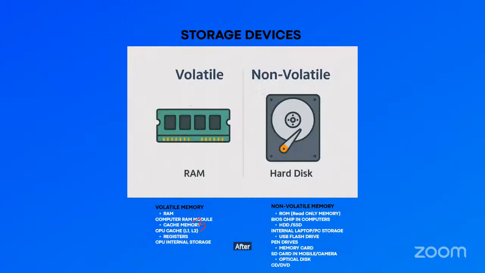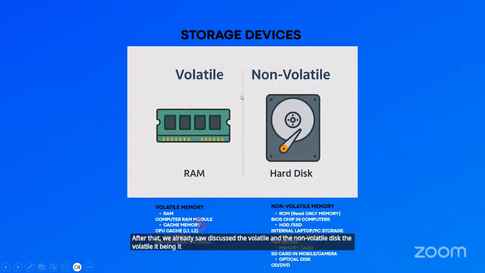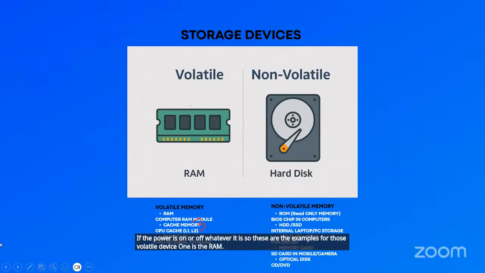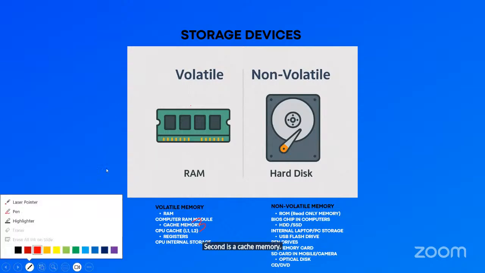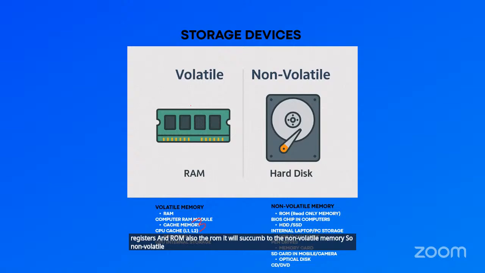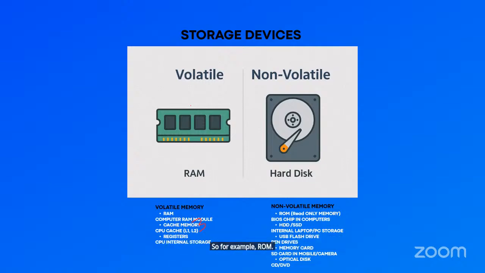After that, we already discussed volatile and non-volatile memory. Volatile means temporary: it keeps the data only while the power is on. Non-volatile means it keeps the data for a long time, whether the power is on or off. Examples of volatile devices are the RAM, the cache memory, and the registers. The ROM is non-volatile memory, which means the data will never be lost whether the power is on or off. For example, ROM means read only memory.